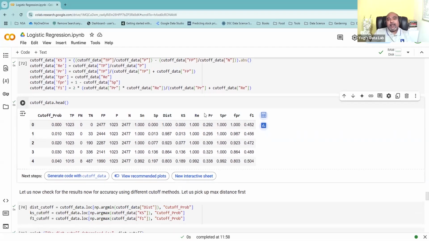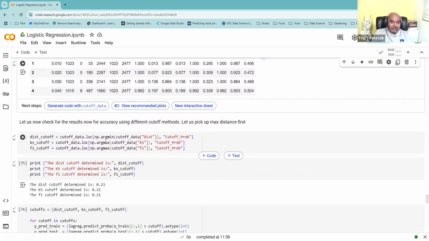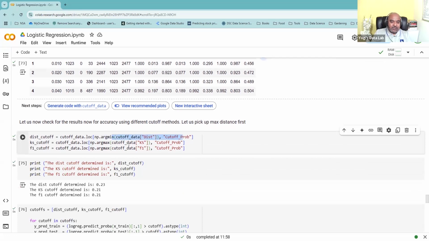Now, if I have to select any cutoff, when we talk about the distance cutoff, whenever the distance is minimum, the corresponding probability is my distance cutoff. Whenever my KS is maximum, the corresponding probability is my KS cutoff. Whenever my F1 is maximum, the corresponding probability is my F1 cutoff. So here I'm doing the same thing, picking the minimum distance, the maximum KS, or the maximum F1.